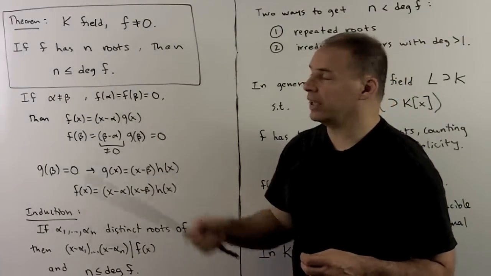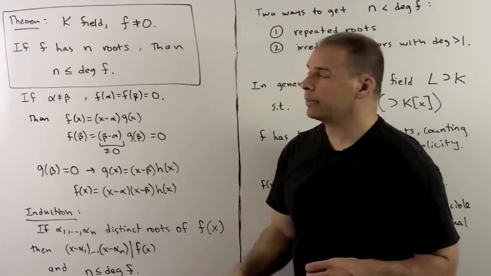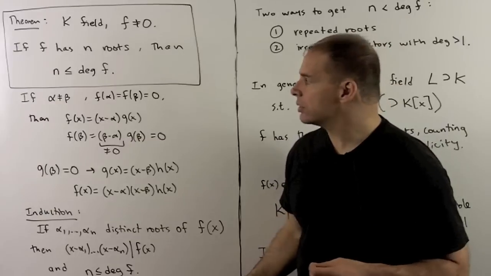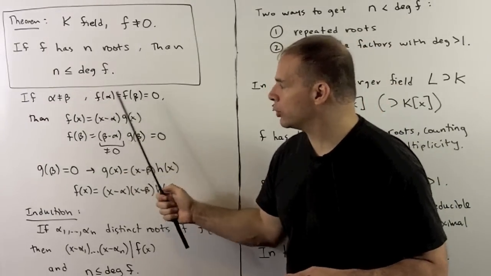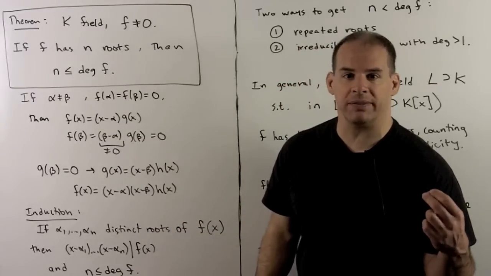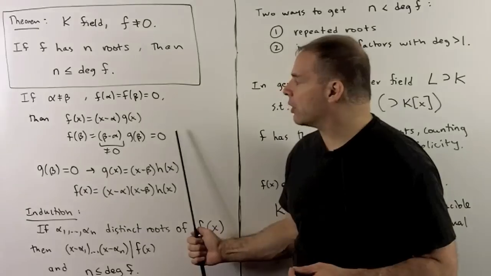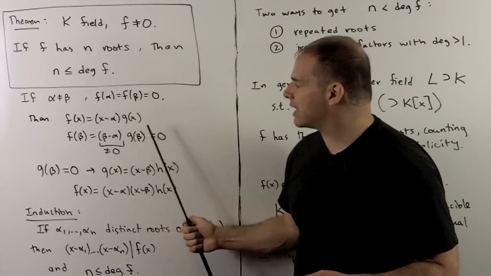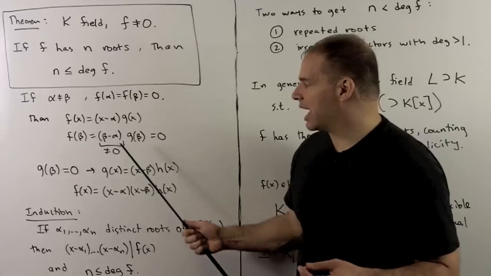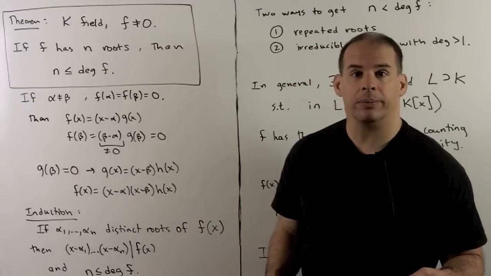Next, K is a field, and f is not identically equal to 0. If f has n roots, then n is less than or equal to the degree of f. To see this, we choose alpha and beta, not equal, roots of f. By the proposition, f of x is equal to (x minus alpha) g of x. We evaluate at beta, so f of beta is equal to 0, but now it's also equal to (beta minus alpha) times g of beta. Because beta and alpha are not the same, this is non-zero, and because we're in an integral domain that forces g of beta to be equal to 0.